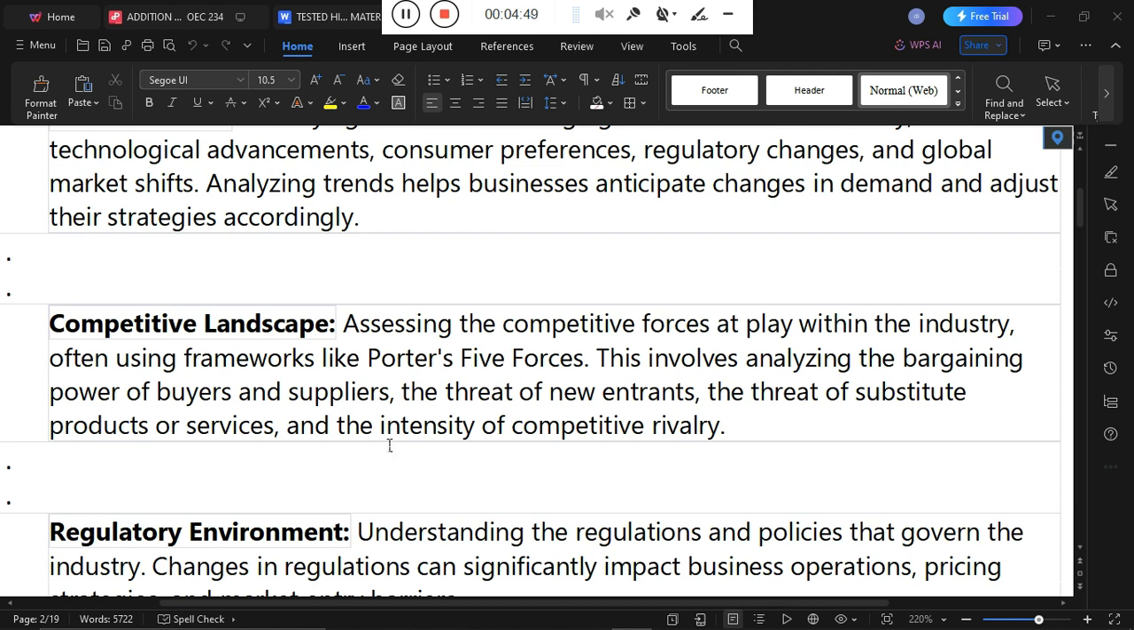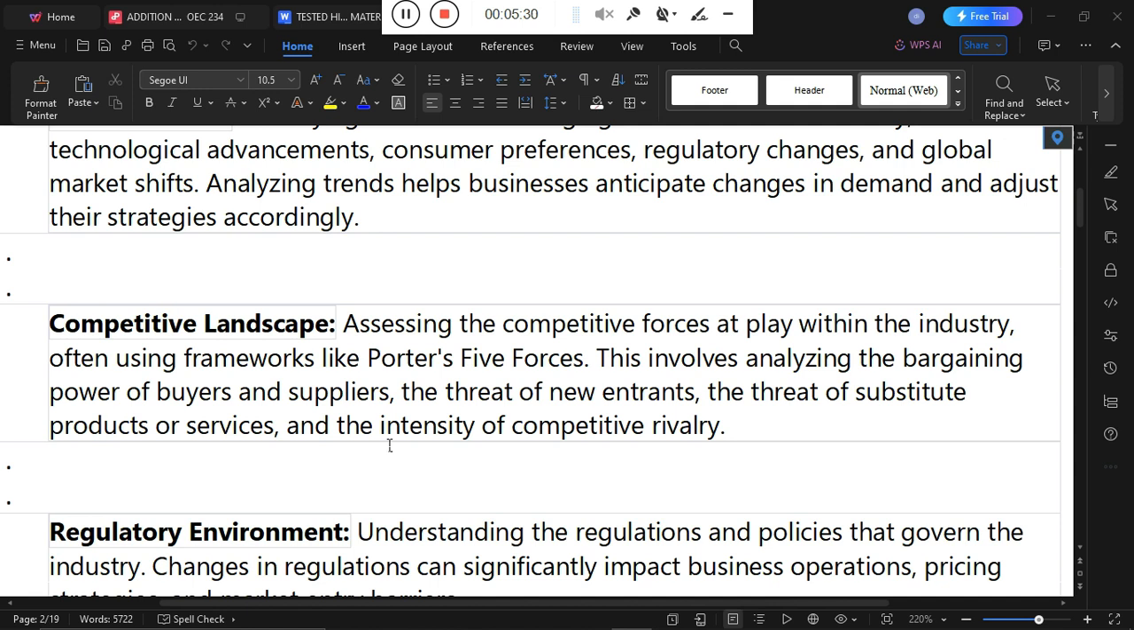Another component of industrial analysis is the competitive landscape. Under the competitive landscape, we assess the competitive forces at play within an industry, often using frameworks like Porter's Five Forces. This involves analyzing the bargaining power of buyers and suppliers, the threat of new entrants, the threat of substitute products or services, and the intensity of competitive rivalry. So under the competitive landscape, this key component of industrial analysis helps us to understand the competitive forces and the competitive barriers in which many of the firms play in the industries.